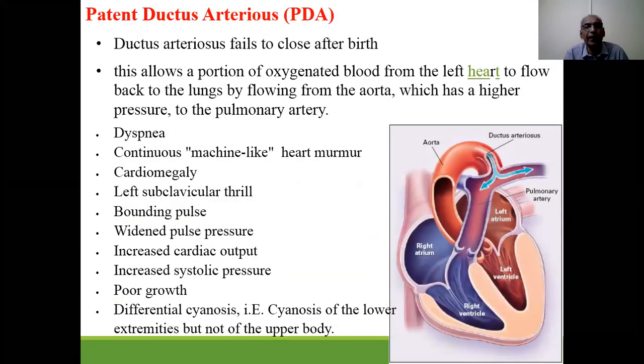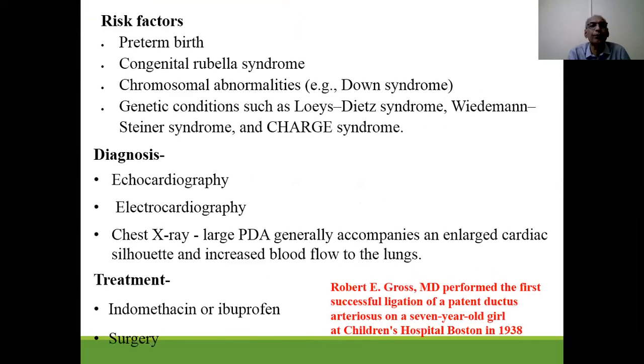Now, the third one is the patent ductus arteriosus. Patent ductus arteriosus normally occurs due to the non-closure of the ductus arteriosus at birth. This allows a portion of oxygenated blood from the left heart to flow back to the lungs and the left ventricle. There is dyspnea and a continuous machinery murmur. There is cardiomegaly, bounding pulse, widened pulse pressure, increased cardiac output, increased systolic pressure, poor growth, and differential cyanosis. There is cyanosis in the lower extremity, not in the upper extremity.